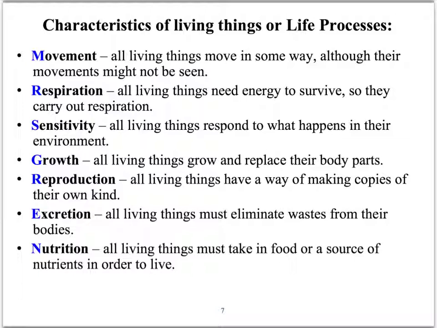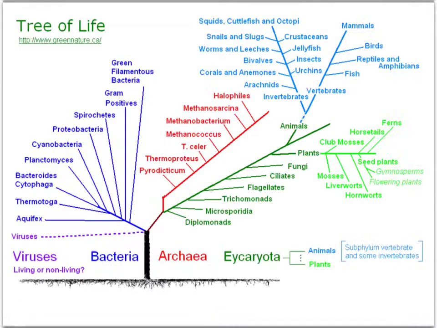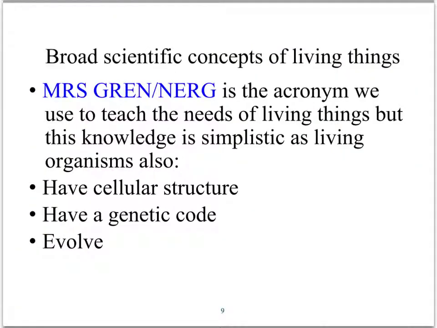Animals are heterotrophs as they cannot make their own food. They must consume either plants or animals for nutrition. Have a look at the tree of life. You can see here how everything in this tree would reflect the 7 life processes. Mrs. Gren is a great place to start when we're looking at the concept of living things, but this concept itself has evolved, and the following 3 points should also be included when discussing things with your students.